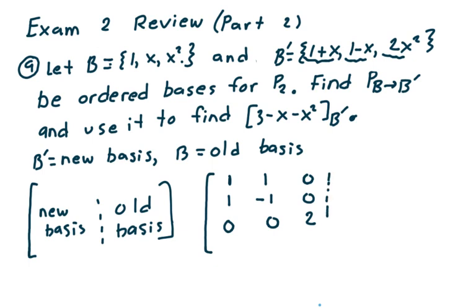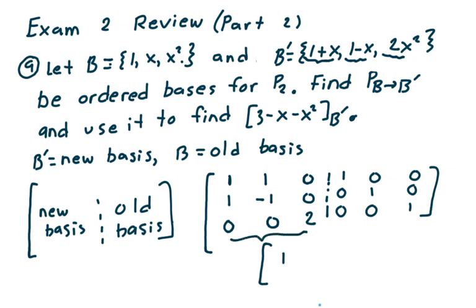And then on the other side is going to be the old basis expressed as column vectors. So I'm going to get 1, 0, 0, right? And then I go to the second vector, it's going to be 0, 1, 0. And then the third vector will be 0, 0, 1. And I'm going to perform a series of elementary row operations until on the left side, I'm going to get the identity, and the matrix that's extracted on the other side will be the transition matrix from B to B prime.